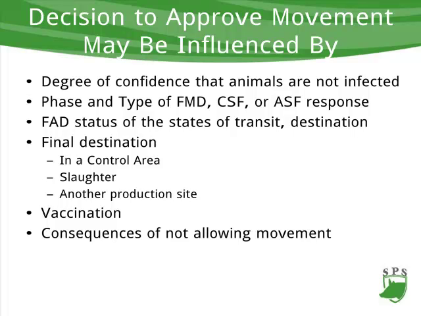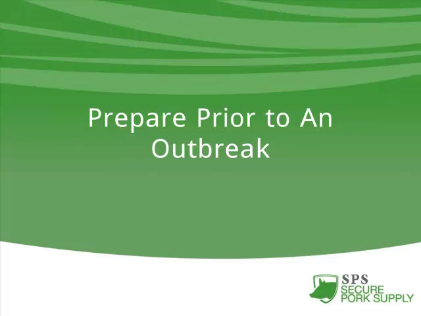And then, of course, what are the consequences of not allowing the movement? Are those animals all going to have to be euthanized, even though they're healthy animals, just because they can't get a movement permit to move off the site? So they have a lot of things to think about as they're making their decisions. So how can we prepare at the production level prior to the outbreak?